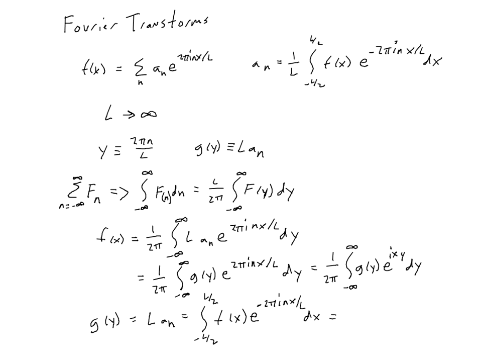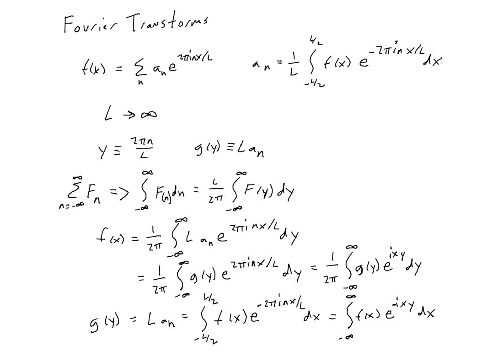And so you'll notice here that first off, L goes to infinity, so we have this from minus infinity to infinity. And then you have your f of x, which is still there. And then your exponential term just turns into minus i xy dx.